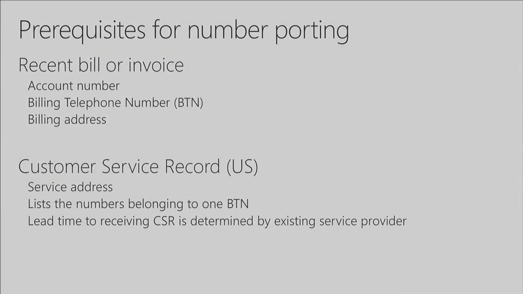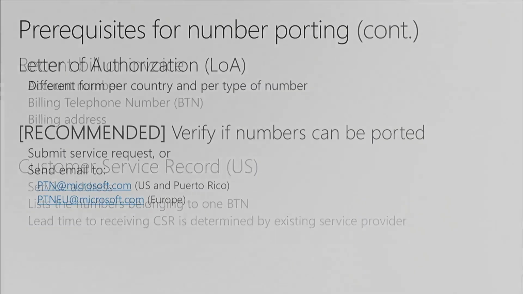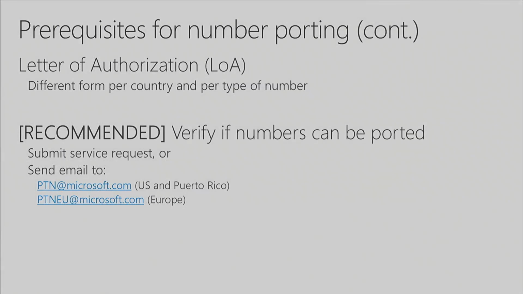So what are the prerequisites? We need a recent bill, because we need to know that you actually own the numbers, or else we will be stealing them. For the US, you need a customer service record. You also need a letter of authorization. The person that owns the phone numbers within your company needs to tell us, I'm allowing this. I'm okay with these phone numbers moving from service provider A to Microsoft. This is different for every country, and even if it's a different phone number, the letter is different. So this is where mistakes happen.